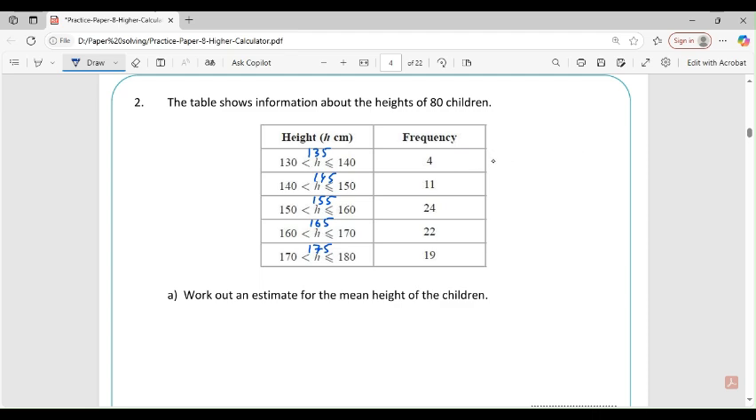Now for frequency, we need to multiply 135 times 4, and over here 145 multiplied by 11, and this is 155 multiplied by 24, and 165 should be multiplied by 22, and this is 175 multiplied by 19. Now in here you should get all these values using a calculator. So it's not that difficult for you to find out.